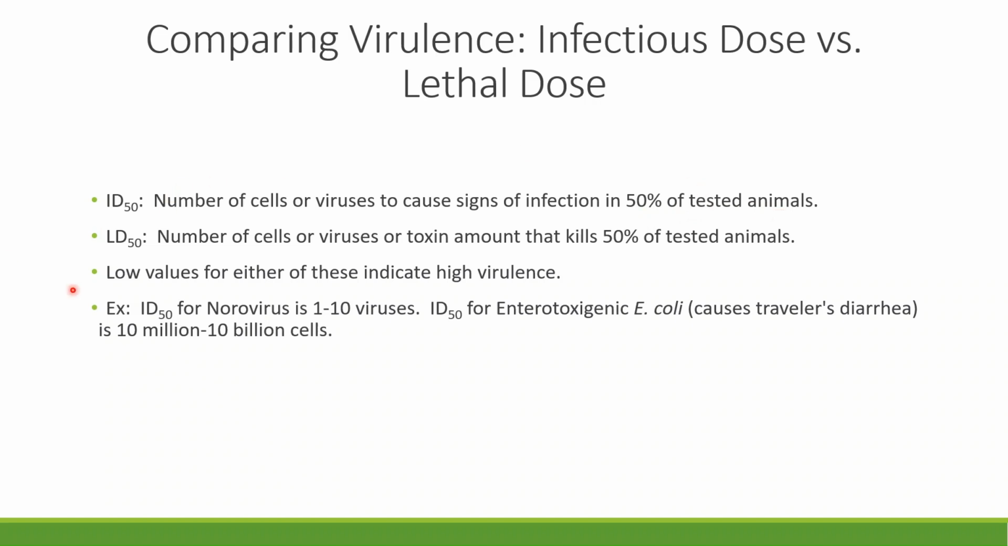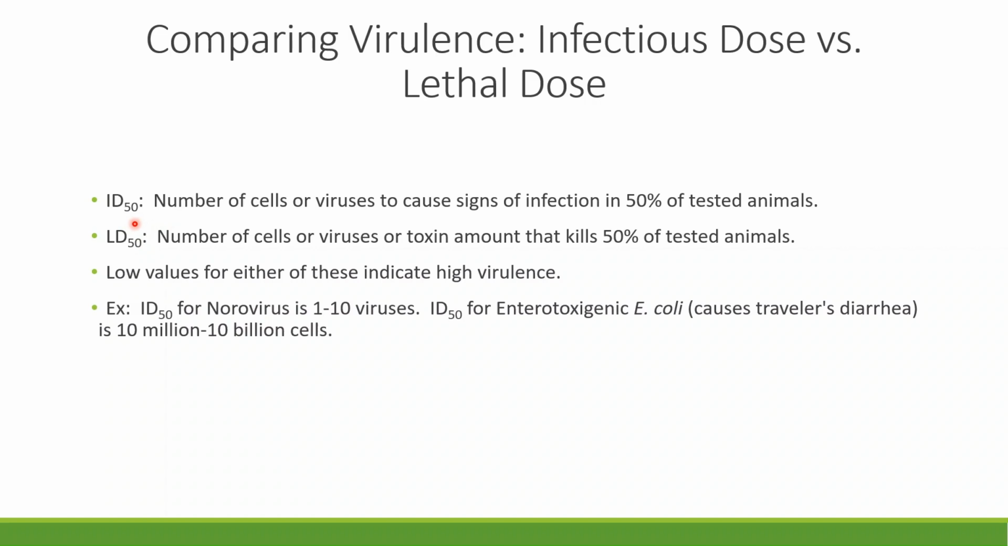The LD50 is a little bit more intense. That stands for lethal dose. So how many cells or viruses did it require? Or it could even be a toxin, for example. In both of these, ID or LD, 50% of the tested animals died as a consequence. So what does this mean? Well, it means that the lower these values are, that indicates a higher level of virulence. Think about it. If it requires fewer cells or fewer viruses to do the same damage than another causative agent, then clearly it's a more virulent disease.